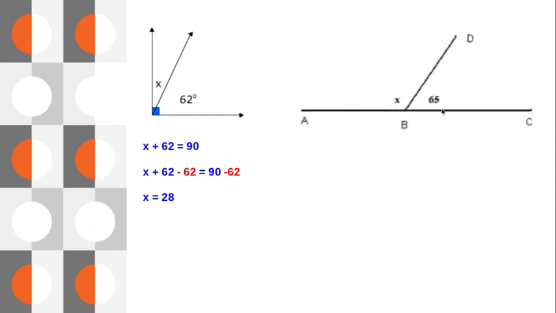Here, notice that these two angles form a linear pair. They share ray BD, and their uncommon sides form a line. That means that they're supplementary, which means that x plus 65 has to add up to 180 degrees. Doing the algebra, subtracting 65 on both sides, we find out that x equals 115.